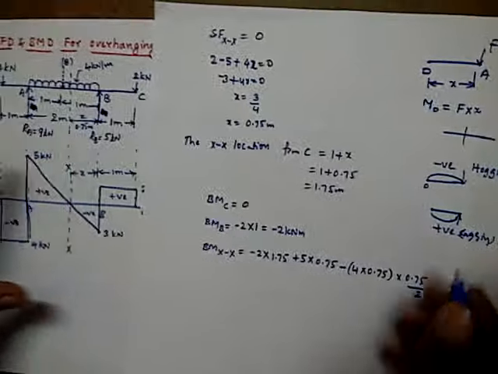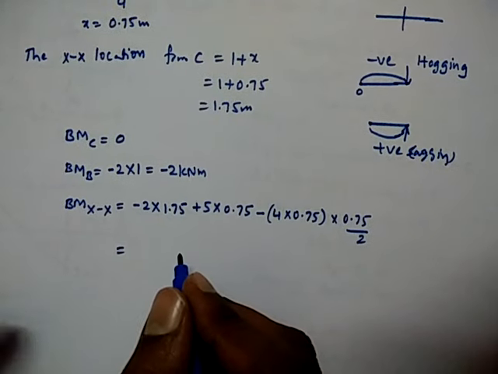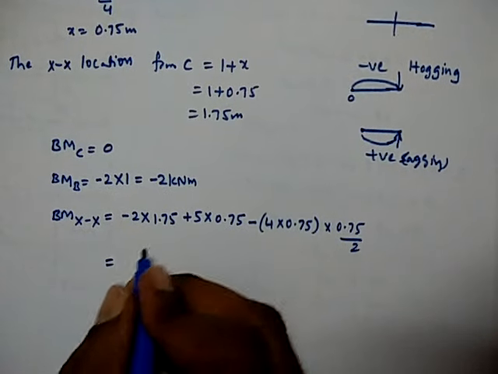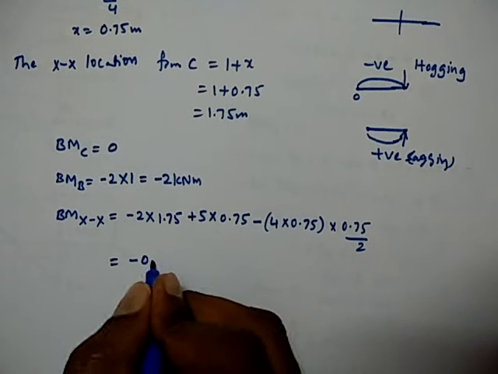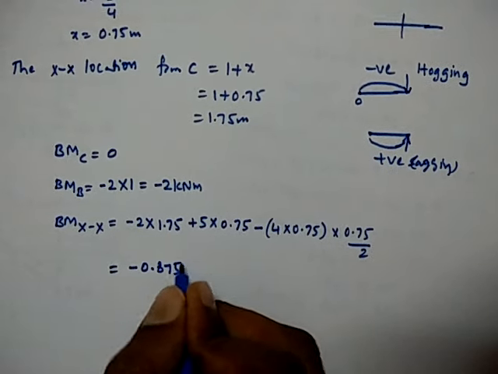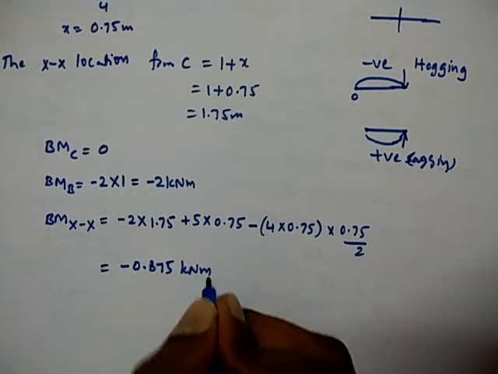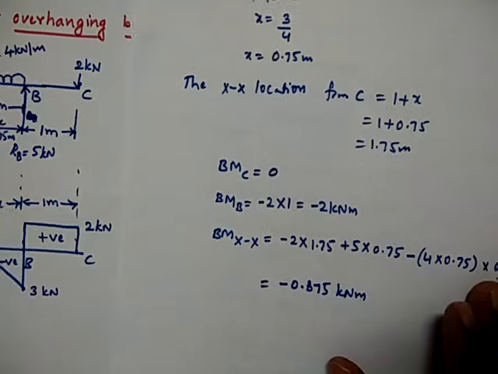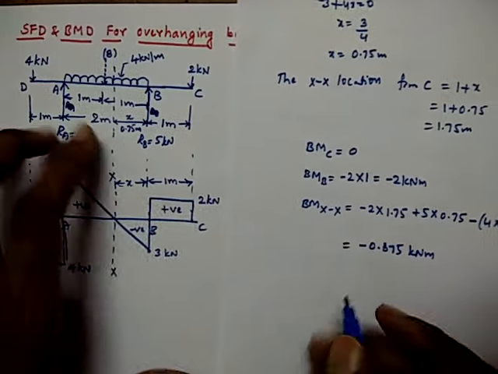So when you calculate bending moment here and simplify this, bending moment at XX will be minus 0.875 kilonewton meter here. And next we have to find out bending moment at A.